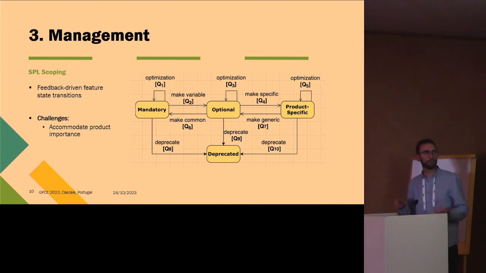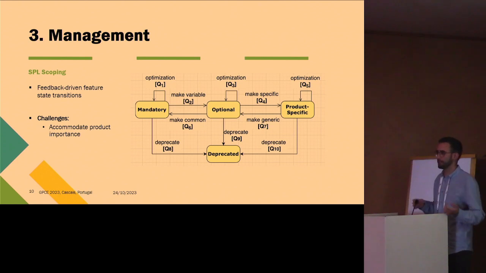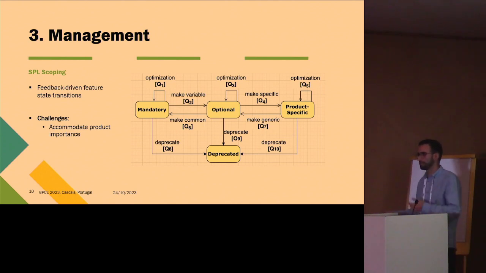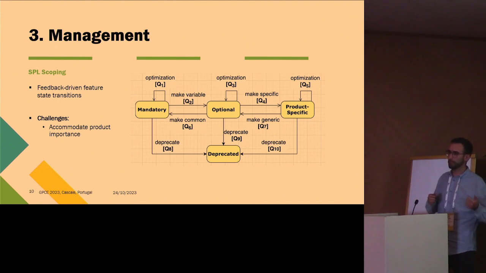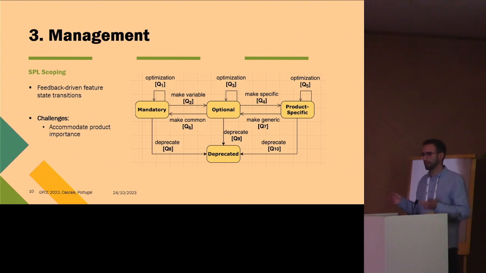So here we believe that feedback could be another information source to decide about these transitions. For example, if we have a mandatory feature that is present in all the products, but we saw that only half of the products are using it, so there is half of the products deployed from the common platform that are ignoring that feature, maybe it's not a mandatory feature, but an optional one, so we could move it to optional.